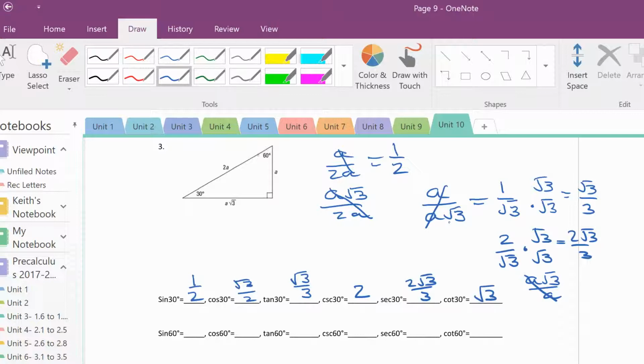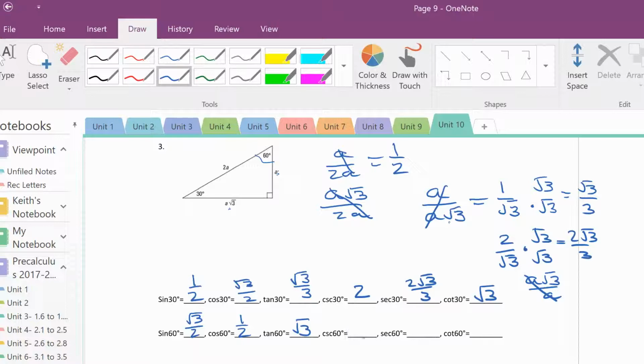Sine of 60, so now you look at the 60 degree and you go a rad 3 over 2a, so that is rad 3 over 2. So notice sine of 60 is the same as cosine of 30 because you're using the same sides. So that means cosine 60 and sine 30 will be the same because cosine 60 is a over 2a, which is 1/2. And that means tangent 60 will be the same as cotangent 30, which is rad 3, because notice you're going opposite over hypotenuse, so a rad 3 over a.